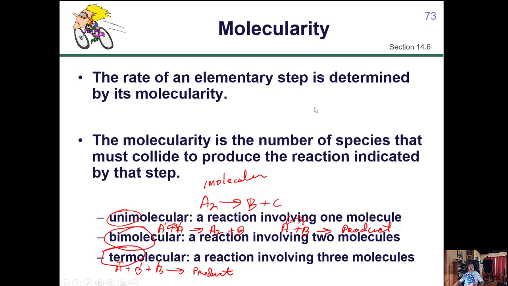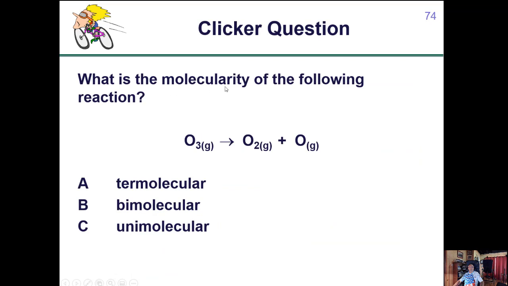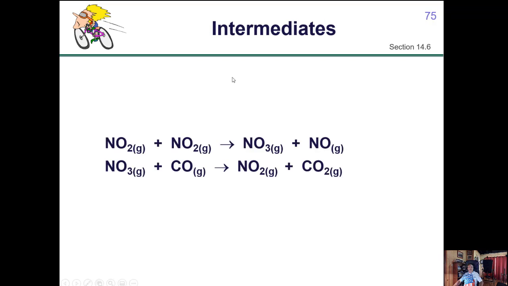All right, so going back to the original statement, the rate of an elementary step is determined by its molecularity. Unimolecular, bimolecular, termolecular, etc. The number of molecules that have to collide in order for a reaction to happen. So what is the molecularity of the following reaction? All you have to do is look on the reactant side. You're not looking on the product side. You're only looking on the reactant side.